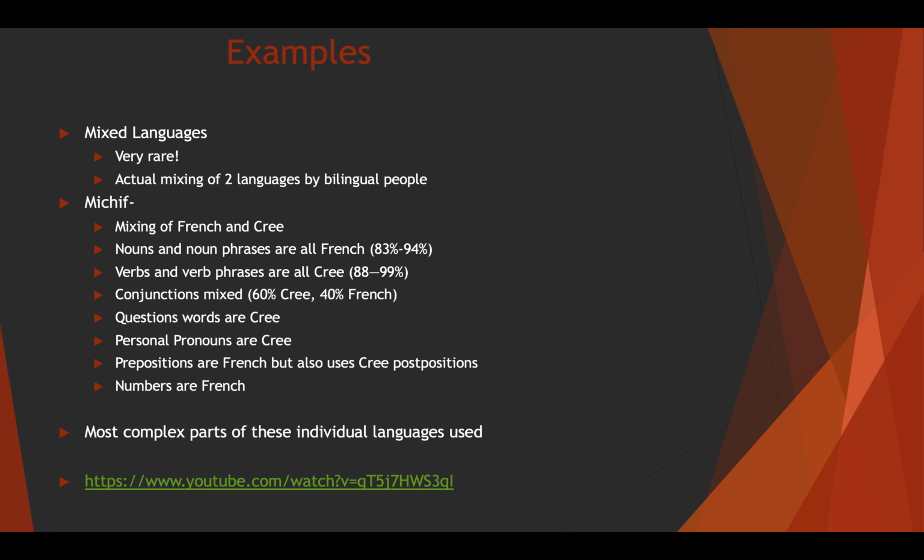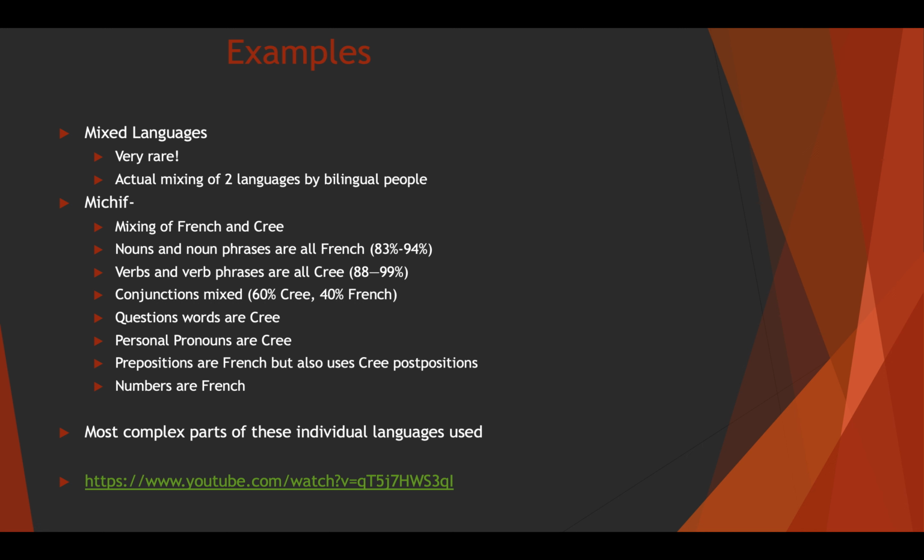So how does it mix? So everything that has to do with nouns and noun phrases are all in French. So you would use French articles like the and an. You would use French adjectives because adjectives describe nouns, and all the nouns would be in French, and they would follow the French convention of noun first, adjective second, which is different than what we do here in English.